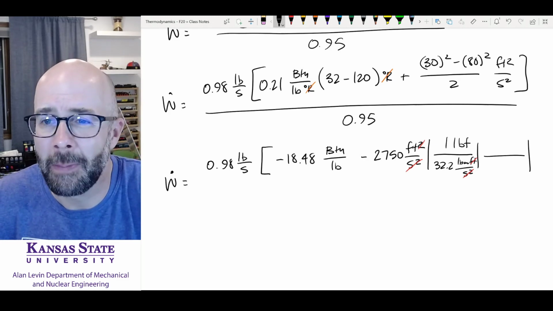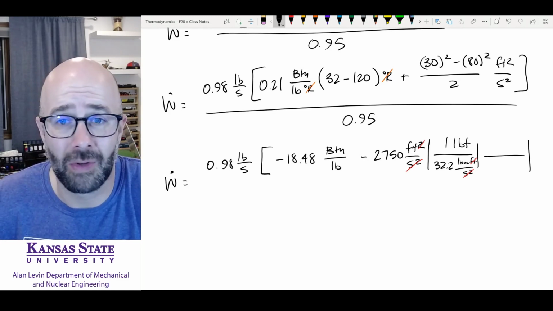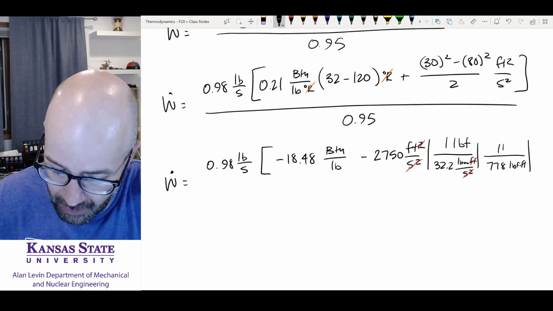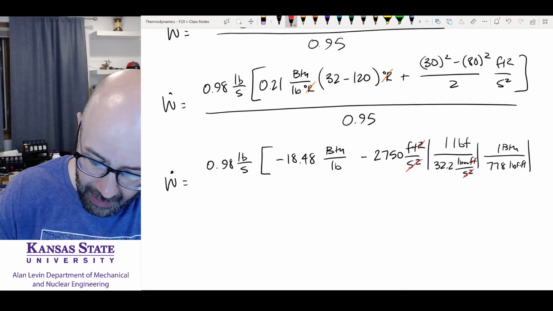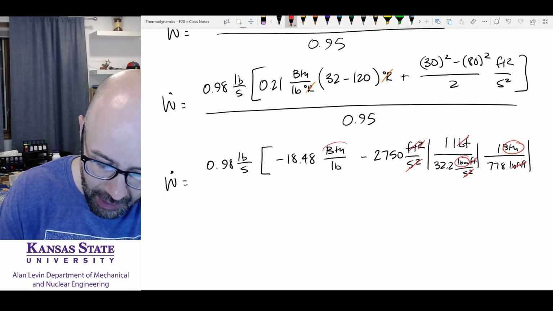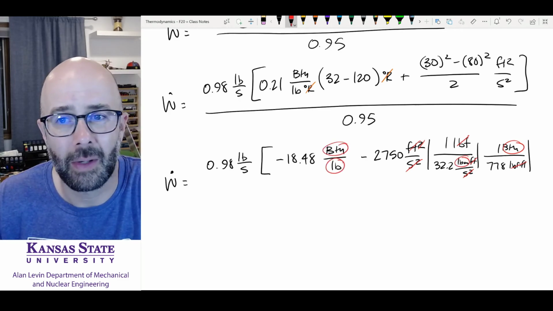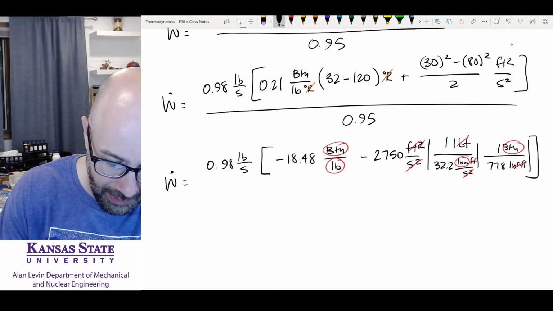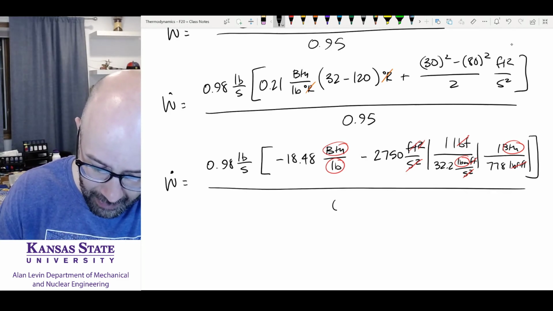That takes some energy. I know I don't want pounds force feet. I want BTU. So I know that 778 pounds force feet is in 1 BTU. And now I've taken care of my unit issues. Now I have BTU per pound mass and BTU per pound mass, and now I can subtract those things together.